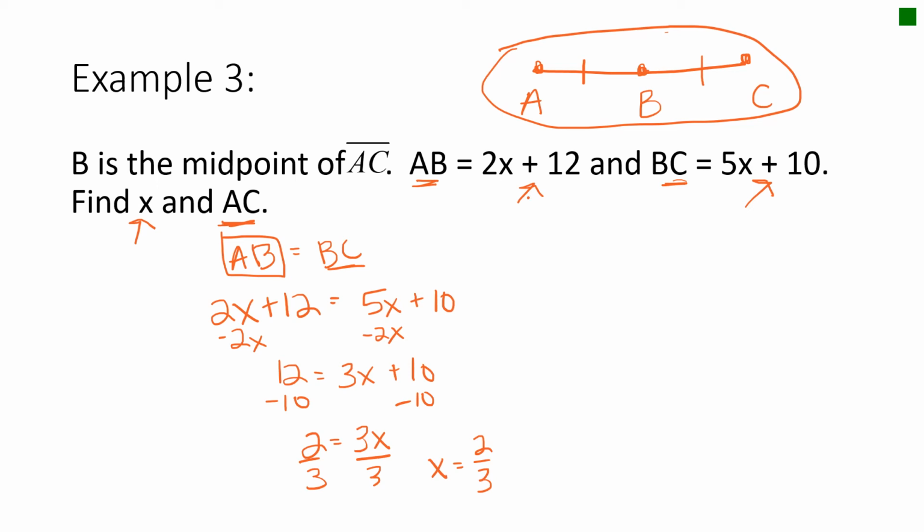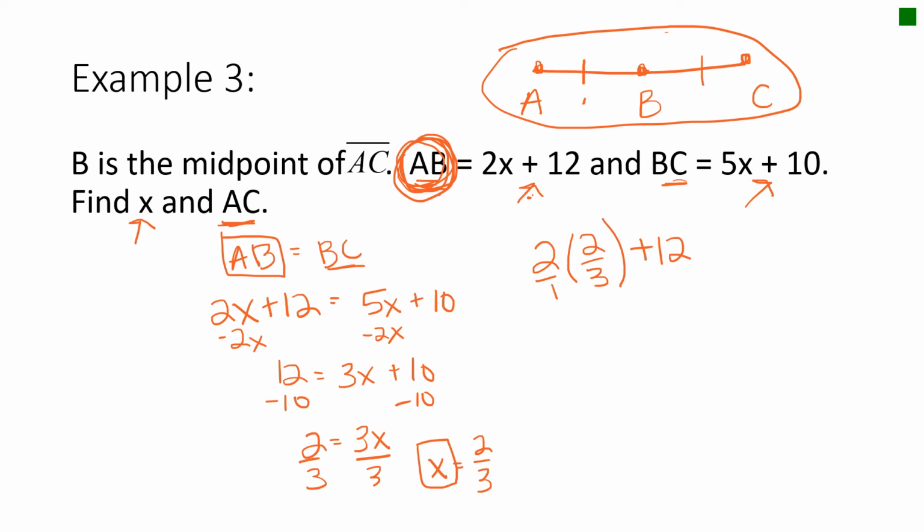Am I given the whole segment? Absolutely not. But I do know that half the segment is AB. So if I know what half the segment is, in order to find the whole, I can just multiply by 2. So let's figure out what AB is and then double it. So if I have to figure out what AB is, I know now what x is. So let's plug in x for AB. 2 times 2/3 plus 12. Okay, so now I'm multiplying fractions.